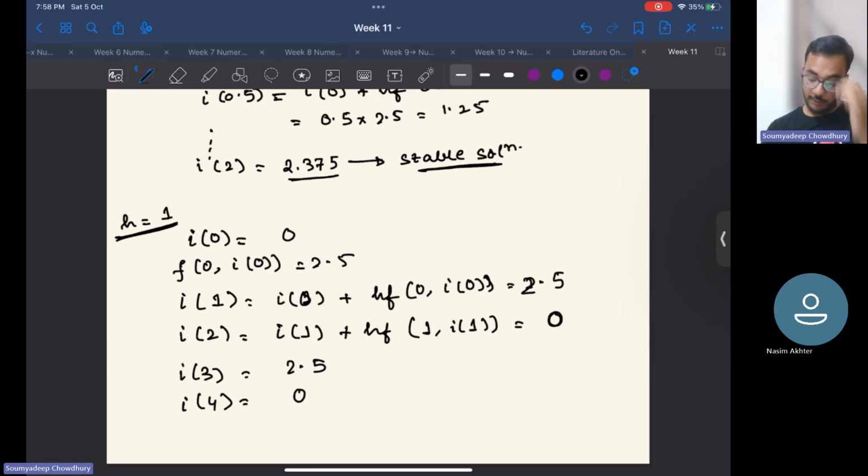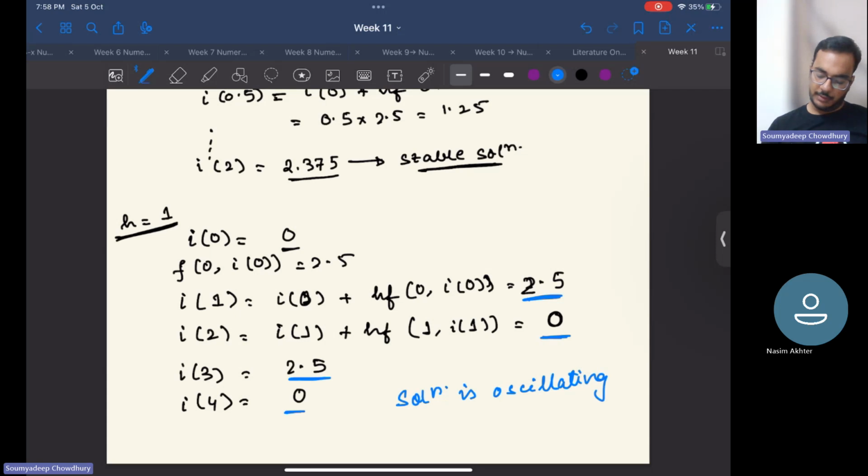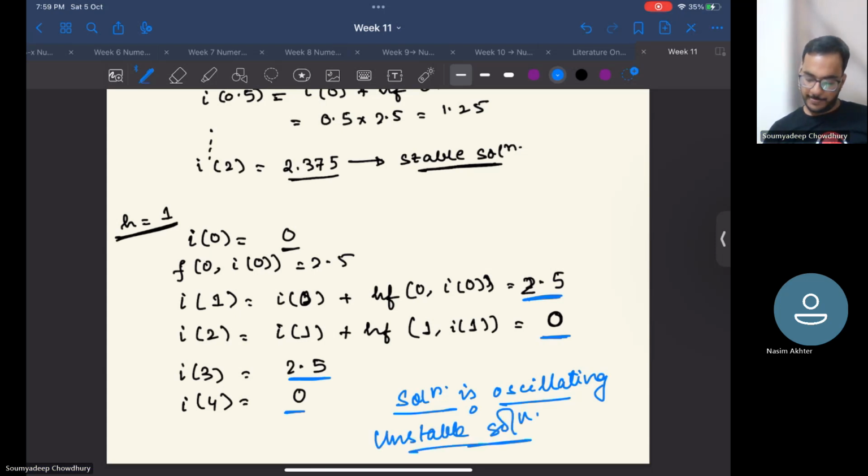So here you can see I of 0 was 0. Then your I of 1 is 2.5, I of 2 is 0, I of 3 is again 2.5, I of 4 is 0. So you can see here your solution is oscillating. That is, there is no continuous increase or decrease in the value. There is an abrupt increase, decrease, like that. The solution is oscillating. So here we can say this is an unstable solution. So h equal to 1 is basically an oscillating or unstable solution.